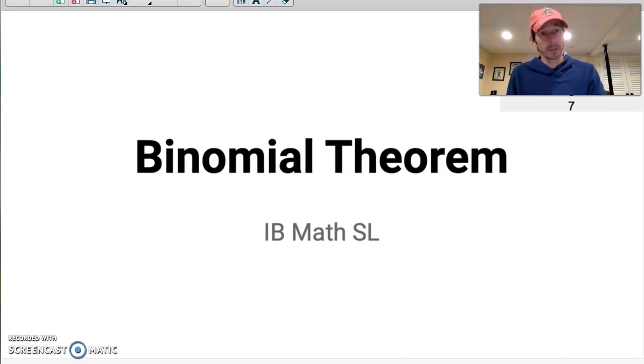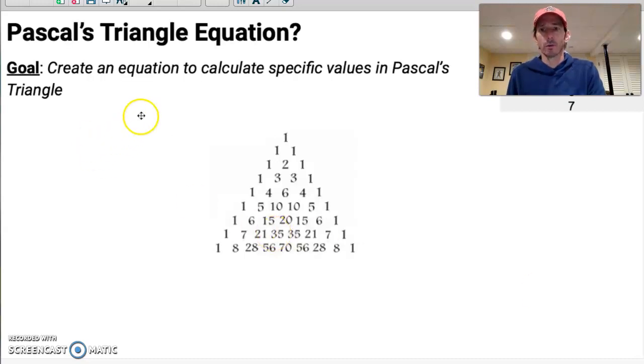It can take the place of expanding the way we looked at on our earlier notes, but it doesn't have to take the place of those. You can always do it that way. This is another option. So our goal is to look at the Pascal's triangle and create an equation to find any particular value. So if I wanted to just find what this particular number was, I could use an equation and figure out exactly what that value was.